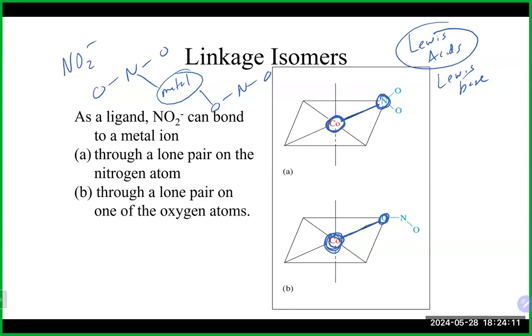So when we talk about a linkage isomer, again, it's the same ligand, just going to attach via a different element within the ligand, because it does have the option, like we see here with NO2, nitrogen or oxygen has the ability here to actually bond into that. Any questions on that?